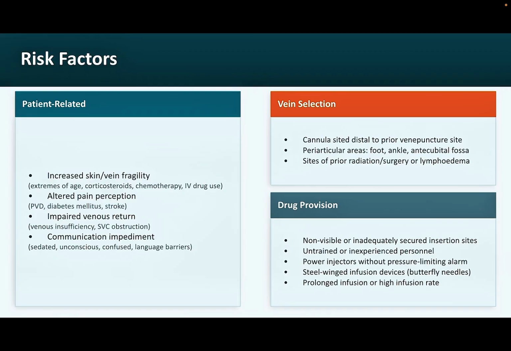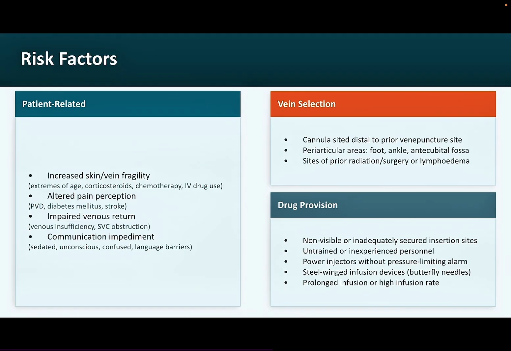What are the risk factors of vein selection? If we insert a cannula distal to a prior venipuncture site with extravasation, that may cause extravasation of the drug. Periarticular areas like the foot, ankle, and antecubital fossa make it easy to get extravasation. And also sites of prior radiation, surgery, or lymphedema, with fragile veins.